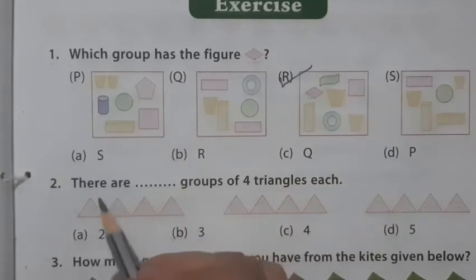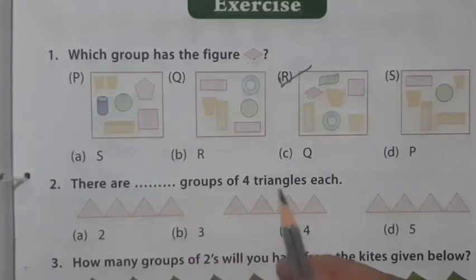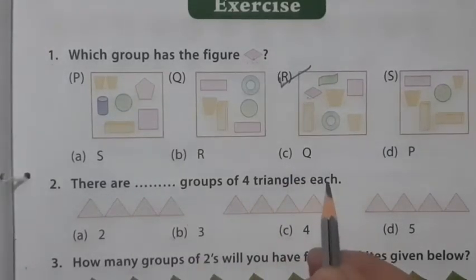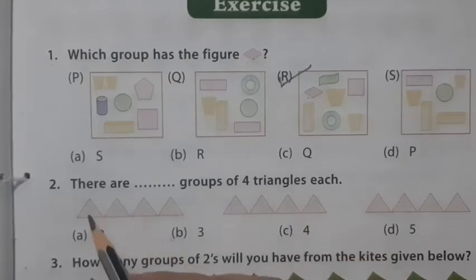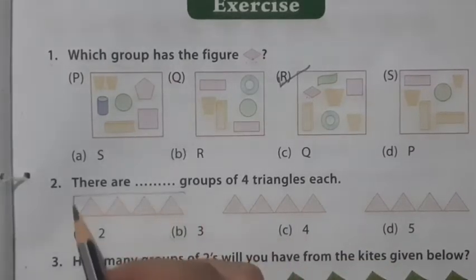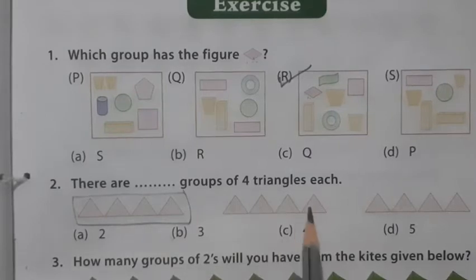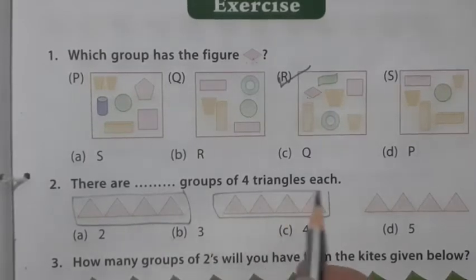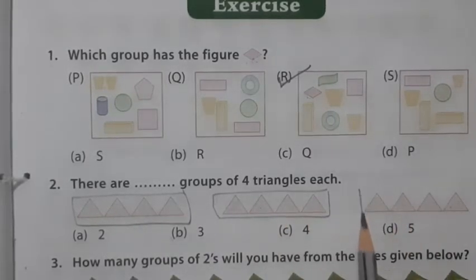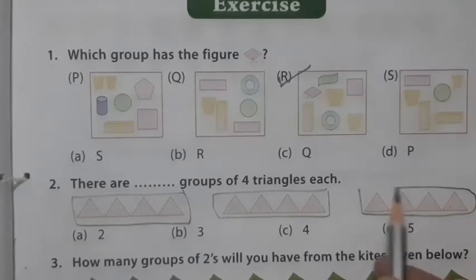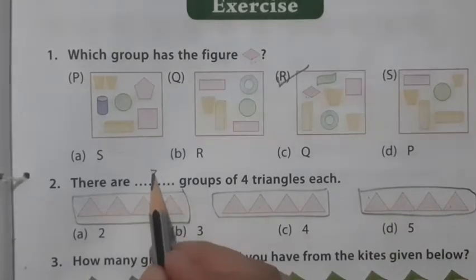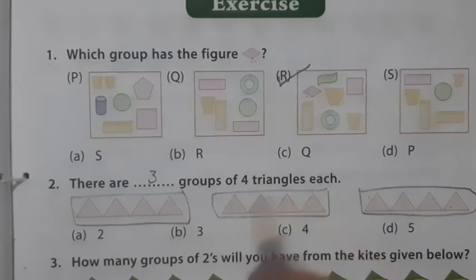Second question. There are dash groups of 4 triangles each. 1, 2, 3, 4. One group. 1, 2, 3, 4. Second group. 1, 2, 3, 4. Third group. There are 3 groups of 4 triangles each. Option B.